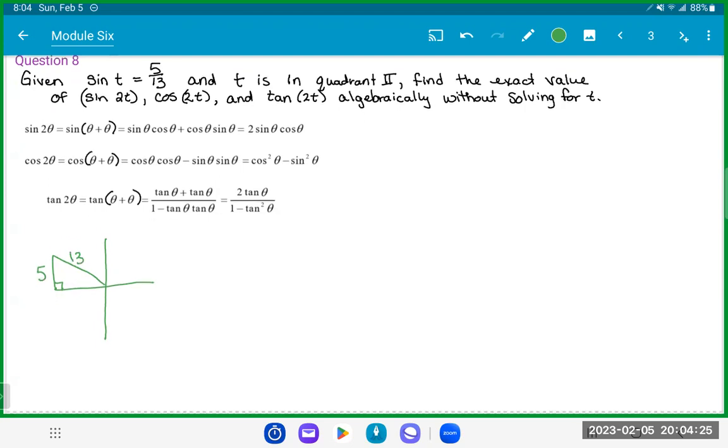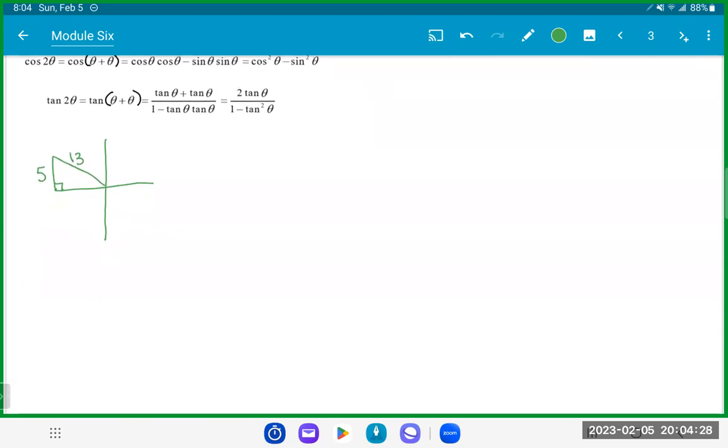Okay. And so from there, I can calculate using the Pythagorean identity what my missing x is, right? So I have x squared plus y squared is equal to r squared. My x, I don't know. My y is 5 and my r is 13. So this is going to give me x squared is equal to 144 because that's 169 minus 25. Now I need to take the square root of both sides. And so that's going to give me x is equal to plus or minus 12.